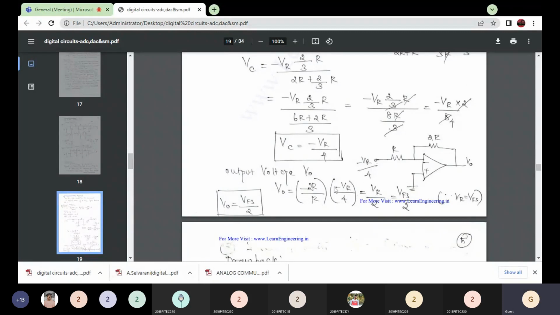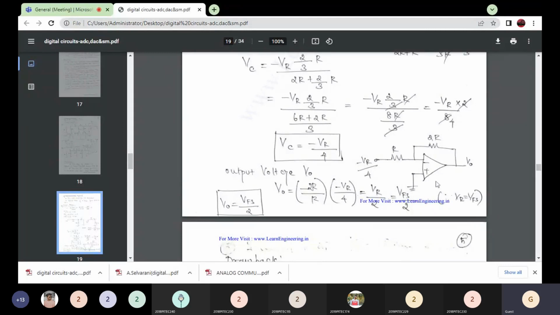So the input voltage is minus VR divided by 4. Simplify that, we'll get VR divided by 2. So the output voltage is VR divided by 2. The reference voltage is the full scale voltage. So here, what is V naught? VFS divided by 2. So the output voltage is VFS divided by 2.